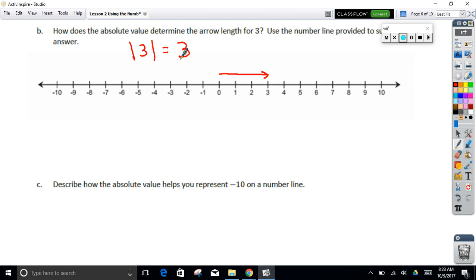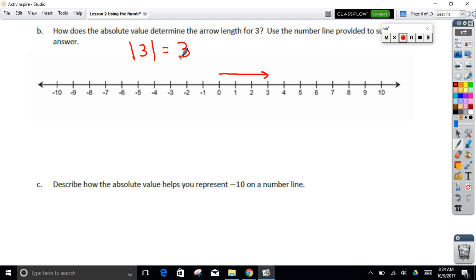Part C says, describe how the absolute value helps you represent -10 on a number line. That's kind of one of those weird questions. Does anybody want to take a stab at how they want you to answer that? Describe how the absolute value helps you represent -10 on a number line. This is a really obvious answer. Jake? 10 to the left. Yeah, you would draw an arrow 10 units to the left.